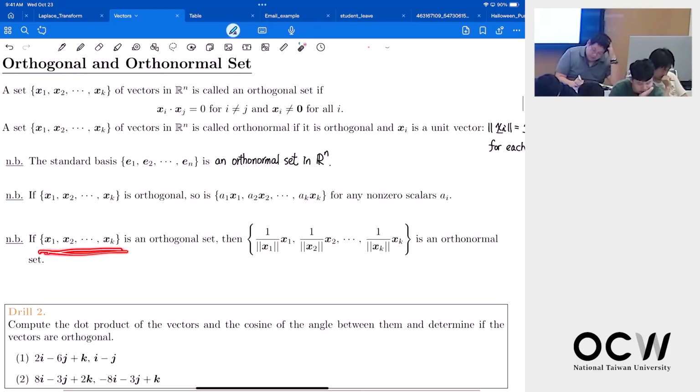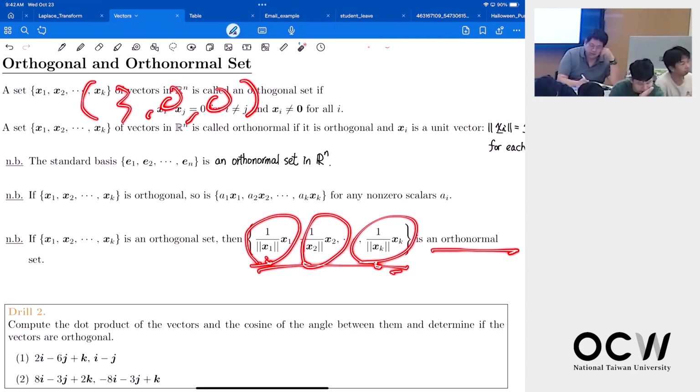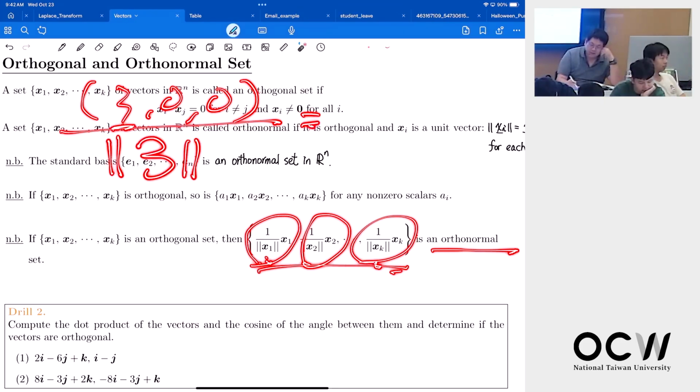If they are orthogonal, then I divide by my norm. This becomes a unit vector. So overall, this is an orthonormal set. If I divide by my norm, that is the unit vector, right? 3, 0, 0. If I divide by the norm, the norm will be 3. What is this? 1, 0, 0. It is a unit vector.